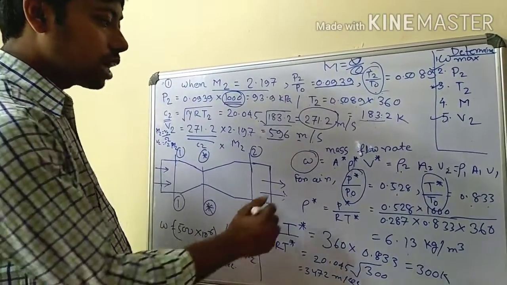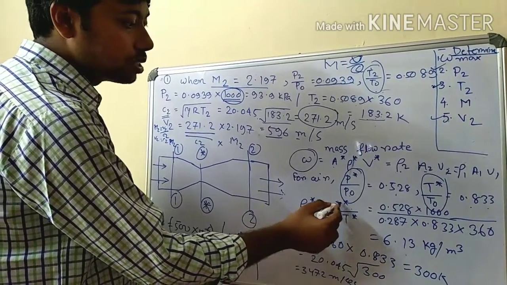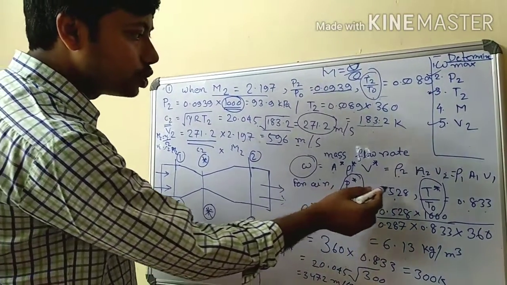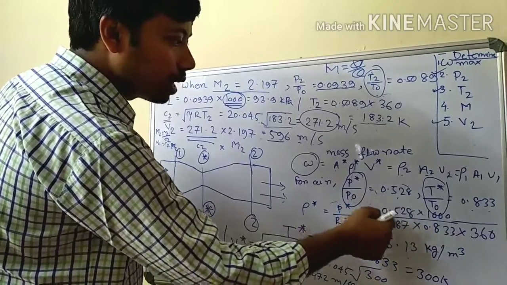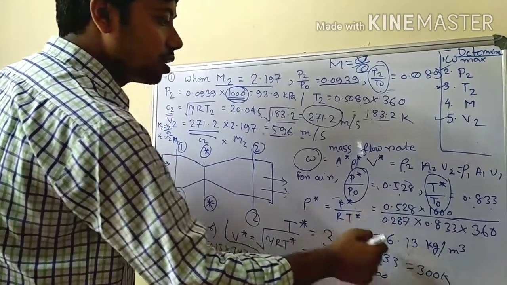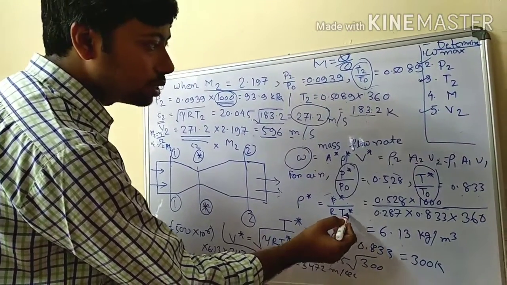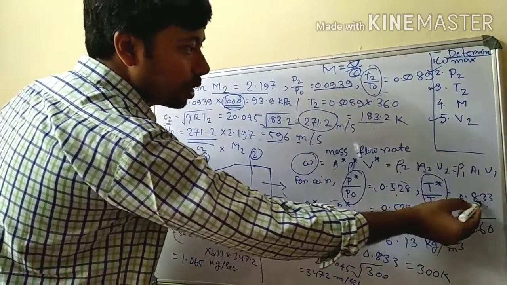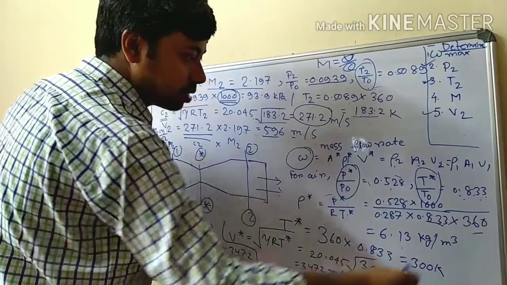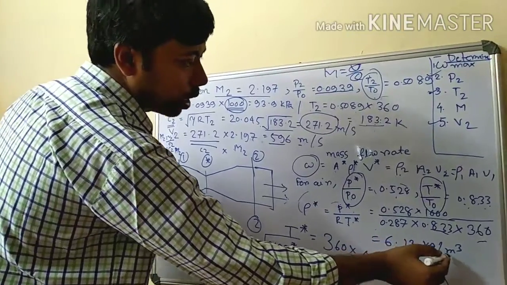Now from those equations, if you calculate rho star, rho star is equal to P star divided by R T star. P star is equal to 0.528 into P0, where P0 is the stagnation pressure, which in this numerical is given as 1000. Divided by R, where the value of R is 0.287, into T star. T star is equal to 0.833 into T0, so 0.833 into 360, where 360 is the stagnation temperature. From this expression you can get the value of rho star. Rho star will be 6.13 kilogram per meter cube.